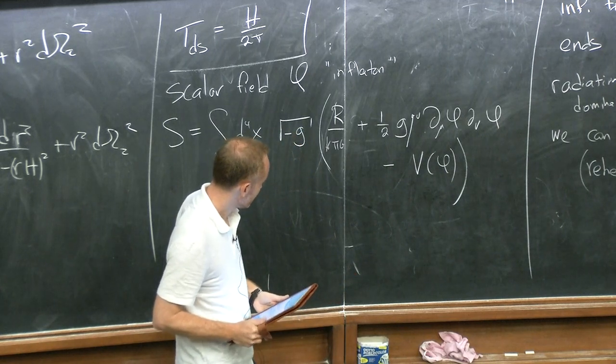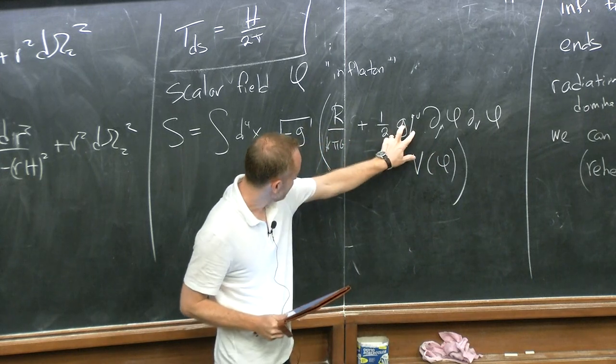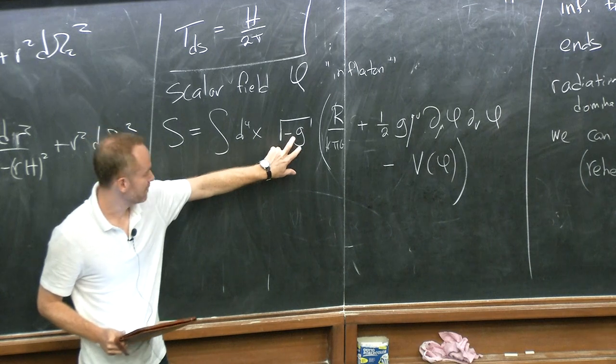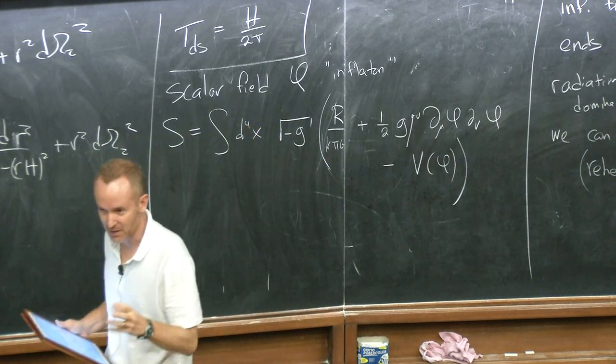And it's coupled to gravity because there's a g mu nu here, and there's a square root of minus g here. So there are terms that involve g, the metric, times phi, the field, and that means the field and gravity talk to each other.